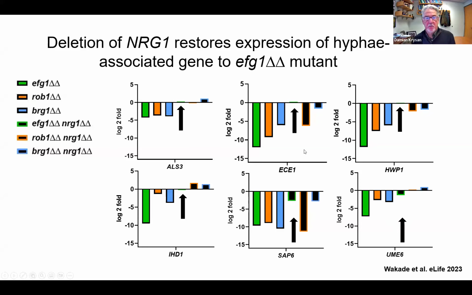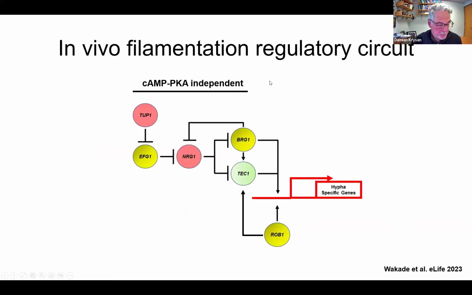And so again, a very different model emerges from our studies in vivo compared to what has been revealed by in vitro analysis. To finish up here, our new regulatory circuit for in vivo filamentation in the ear model is as follows. We have a cyclic AMP PKA independent circuit in which TUP1 appears to function through EFG1, probably through negative regulation.